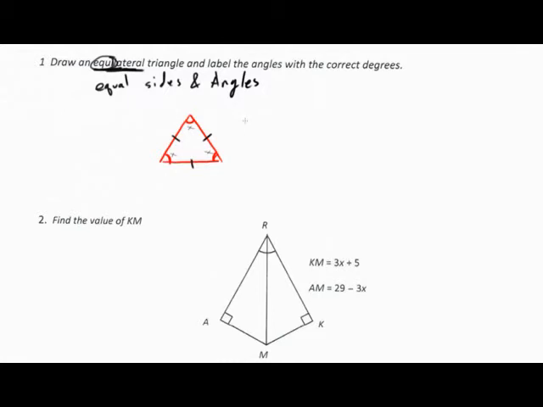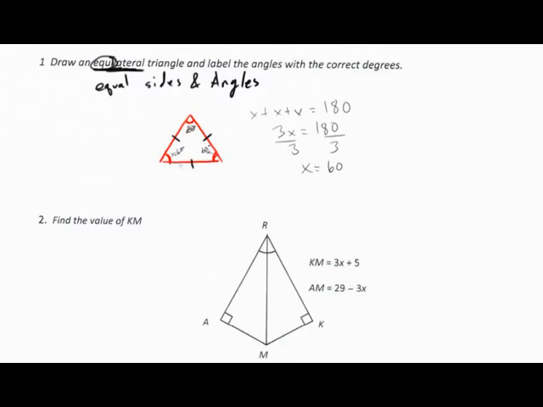So if I were to find out what they're equal to, I would just have to add all three of these up, equal to 180. So we have 3x equals 180, divided by 3 on both sides, and x is equal to 60. So each one of these is going to be 60 degrees, 60 degrees and 60 degrees. So all these are equal to that.